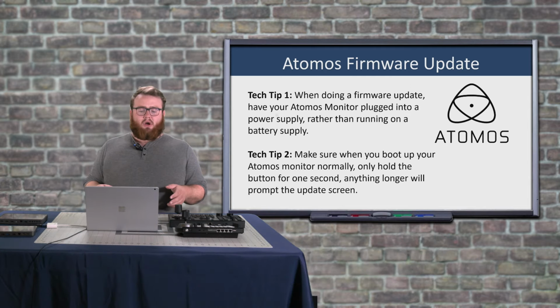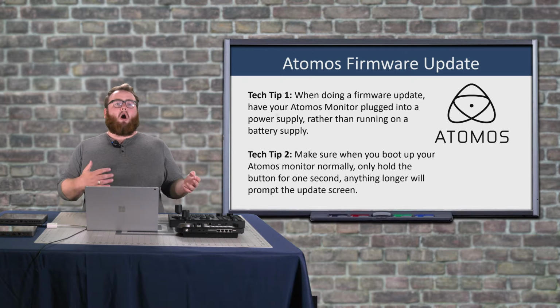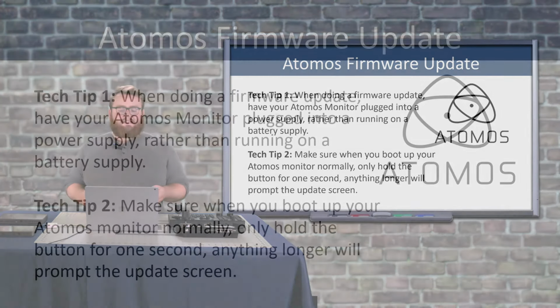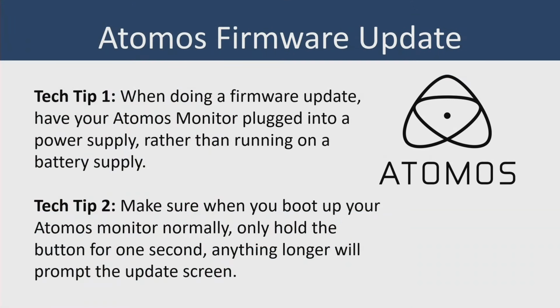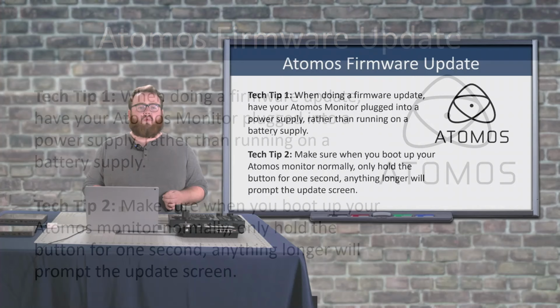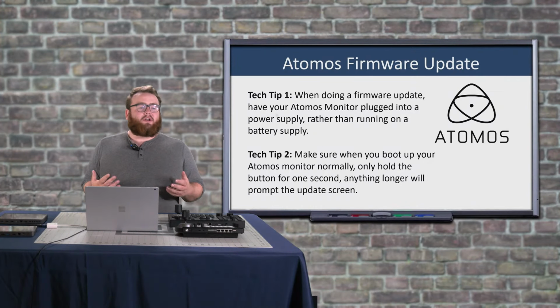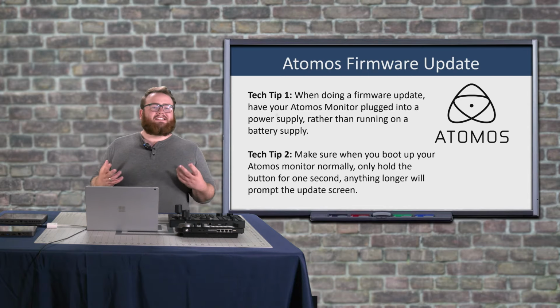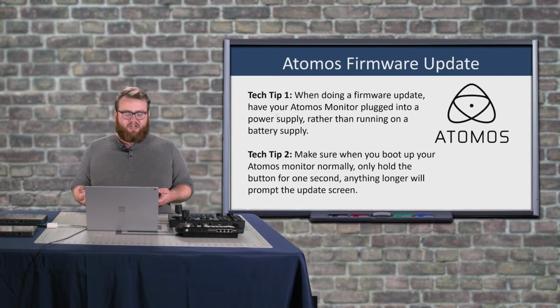Now, some tech tips on this that I've found in updating our Atomos equipment is that number one, when you do an Atomos firmware update, you want to make sure that you're plugged into a power supply. You can do it with a fully charged battery as well, but I find that it's better to just have power coming from the wall, because if you lose power during your update, it's not going to be good for your monitor. And frankly, it just is a little quicker when you have power in the machine.